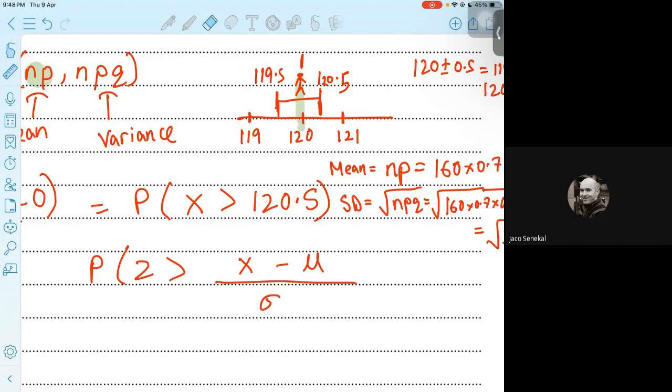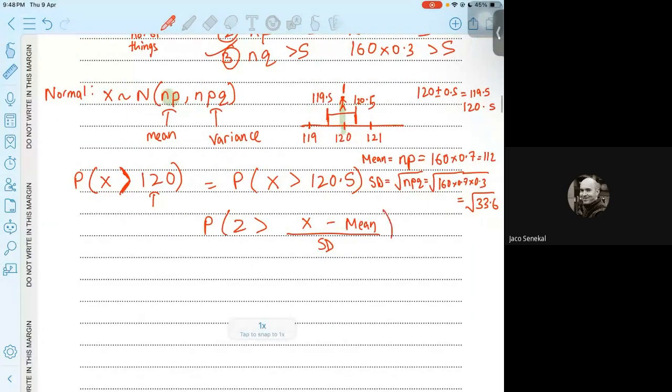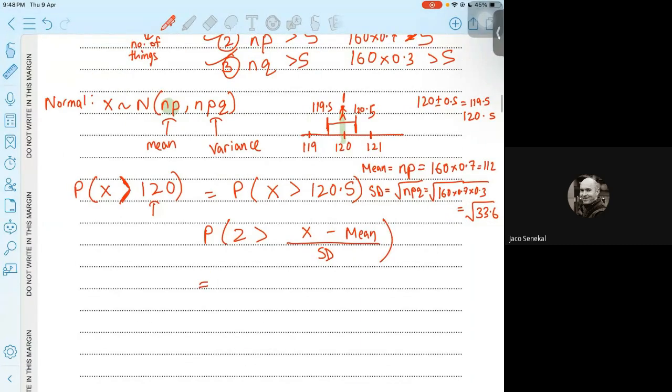In other words, we just write X minus mean over the SD, which is the same thing as writing, in this case, P of Z is greater than 120.5 minus 112 divided by root 33.6. Can you please ask any questions if you have them? Any questions so far?